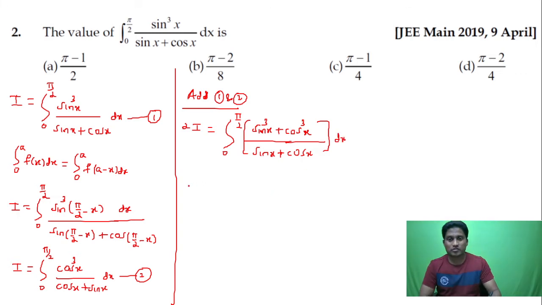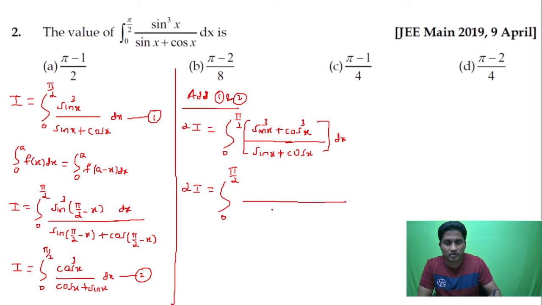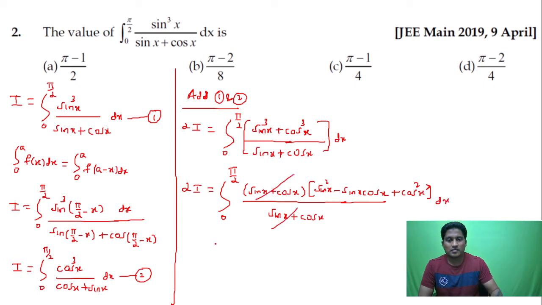Now I can write this as 2I is equal to the integral from 0 to pi by 2. Okay, a cube plus b cube: if you take a plus b out, the denominator is sine plus cos only. When you take a plus b out, that is, you take sin x plus cos x out, you will get a square minus ab plus b square. Close the bracket and then this is dx. Anyways, this will cancel. Now 2I is equal to the integral from 0 to pi by 2.